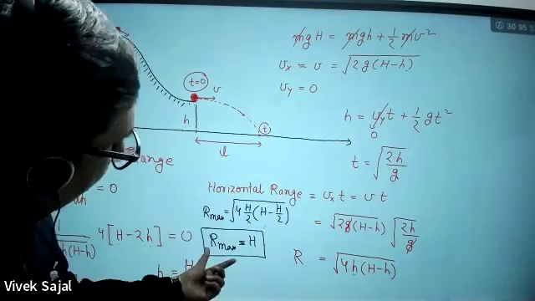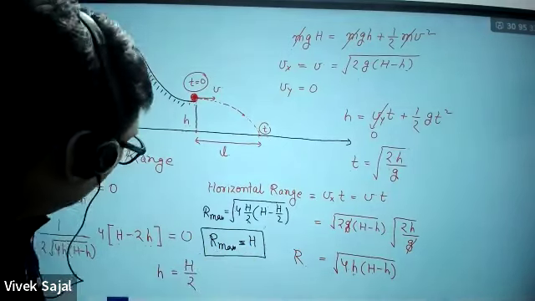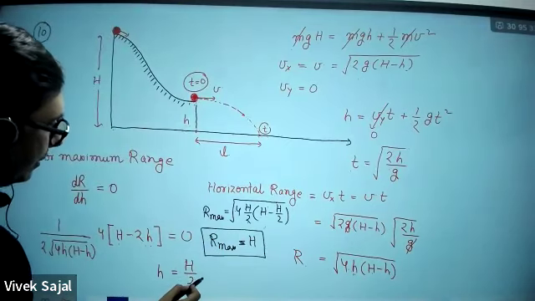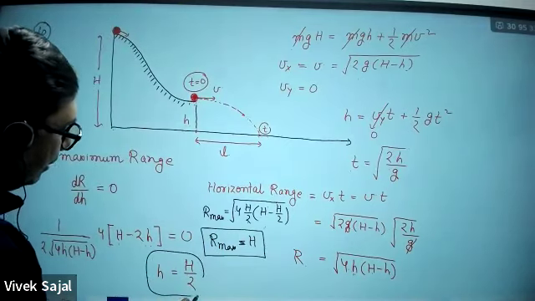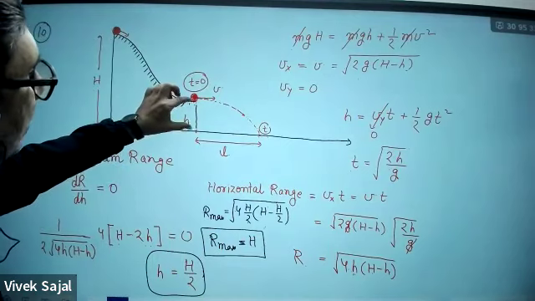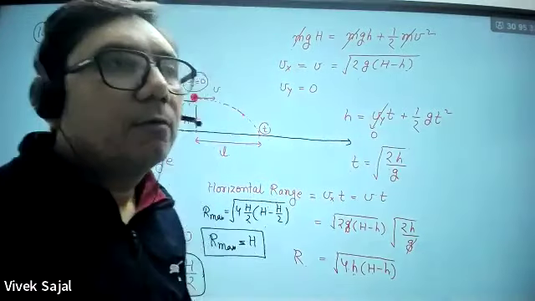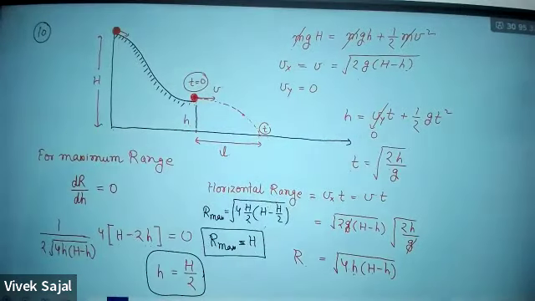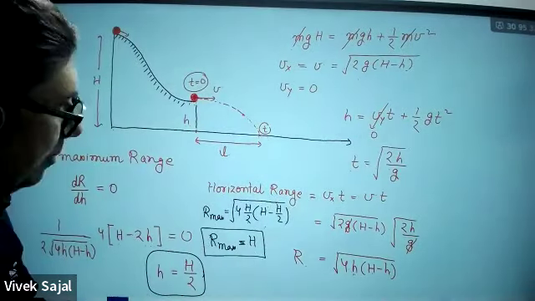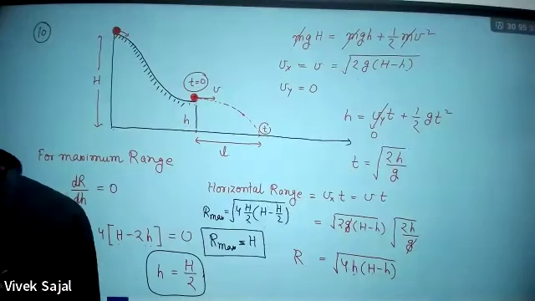So what can be the maximum range? The maximum range will be capital H if the height small h is H by 2. If this is H by 2, then this range will be maximum. What will be the maximum value of range? That will be capital H. So it will be like this. This was another question, question number 10.